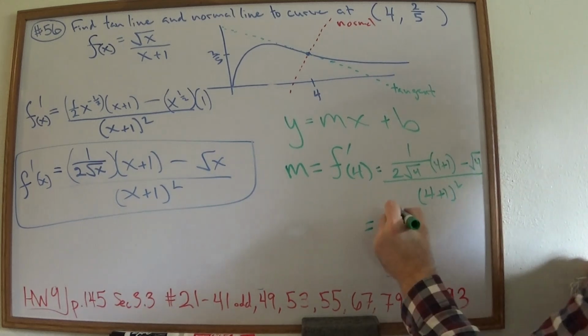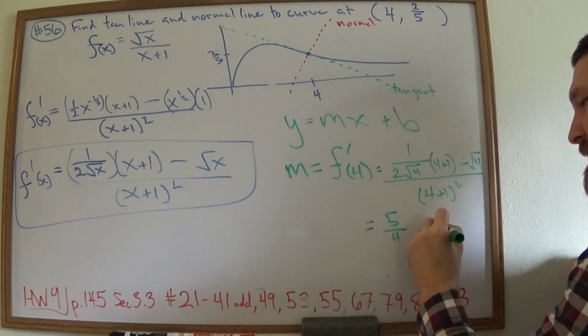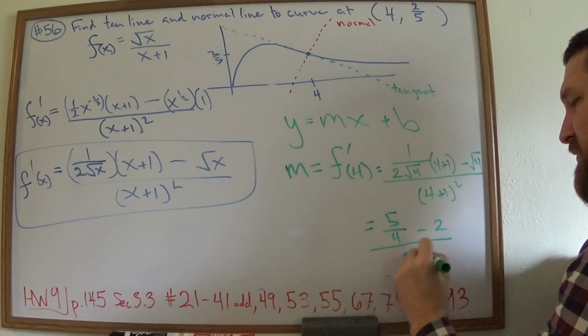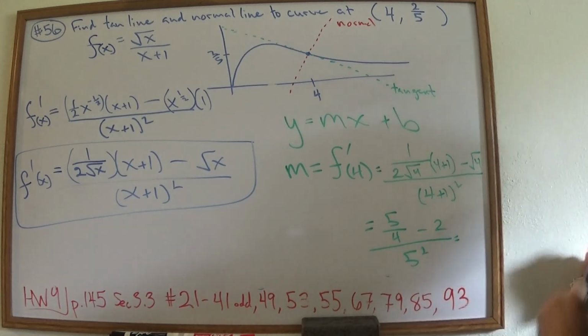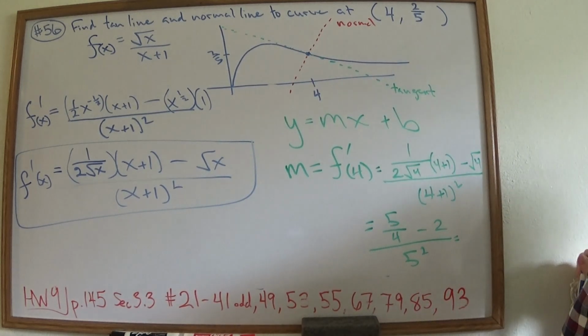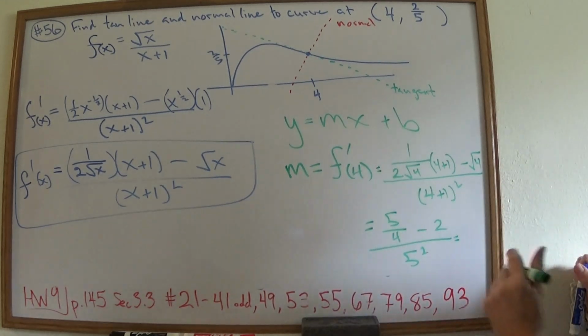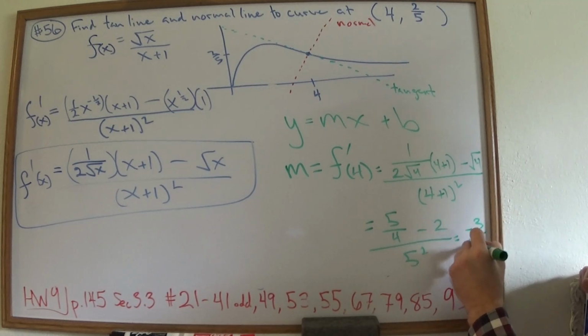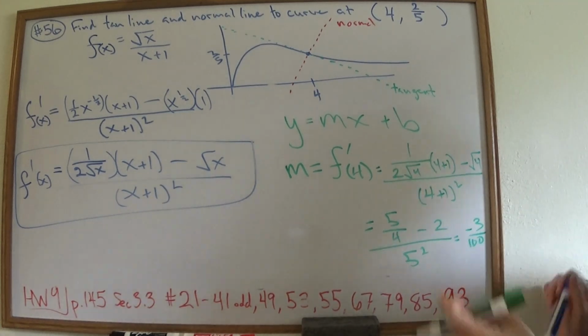5 quarters minus 2, minus 2 over 5, squared. And you can work that out and you end up with -3/100ths. Oh yeah, I guess.